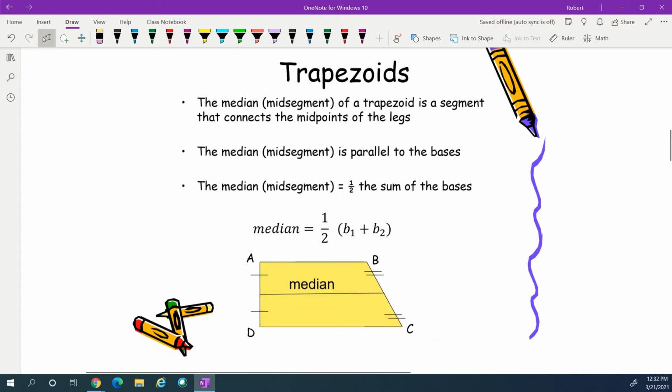We also have something called a median or a midsegment. Now, in a triangle, they were two different things, a median and a midsegment. Here, they're actually the same thing. So in a trapezoid, the median and the midsegment really are the same thing. It is parallel to the bases, and its measurement is 1/2 the sum of the bases. So we can see a formula there. Top base plus bottom base, and then divide by 2.